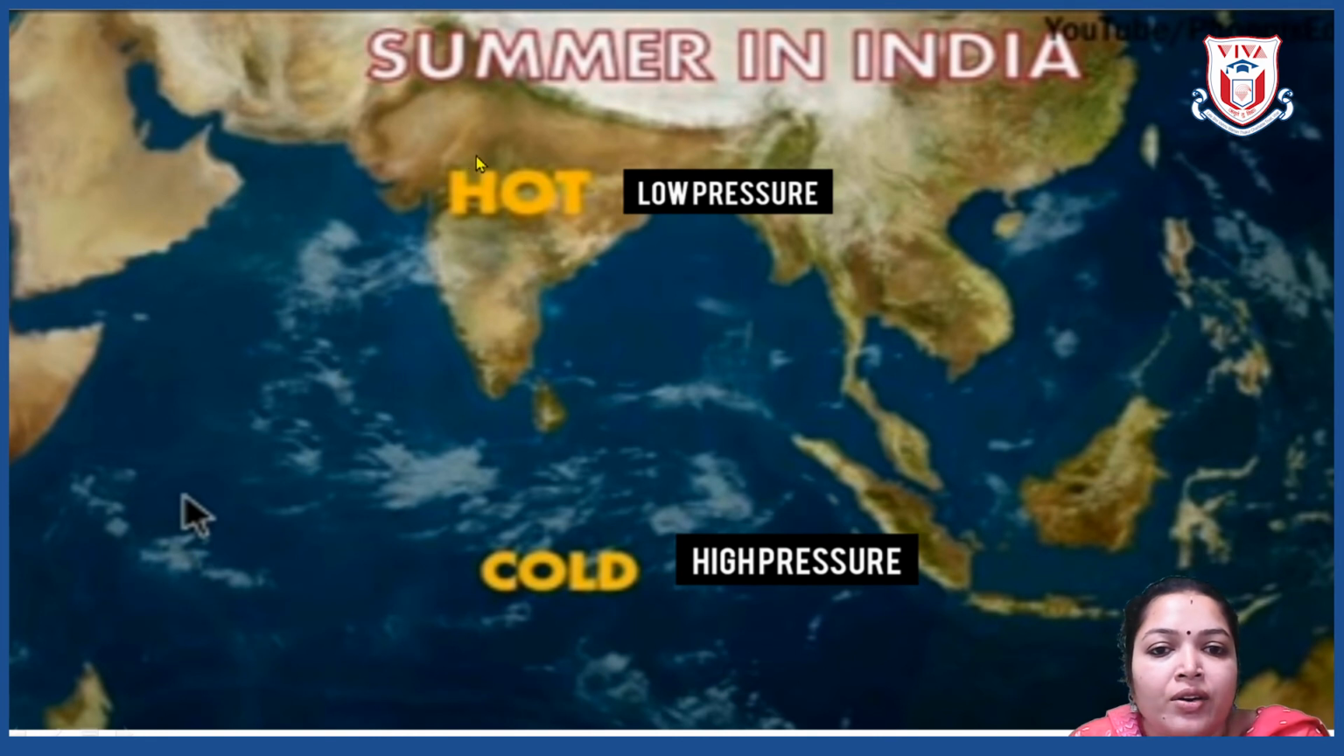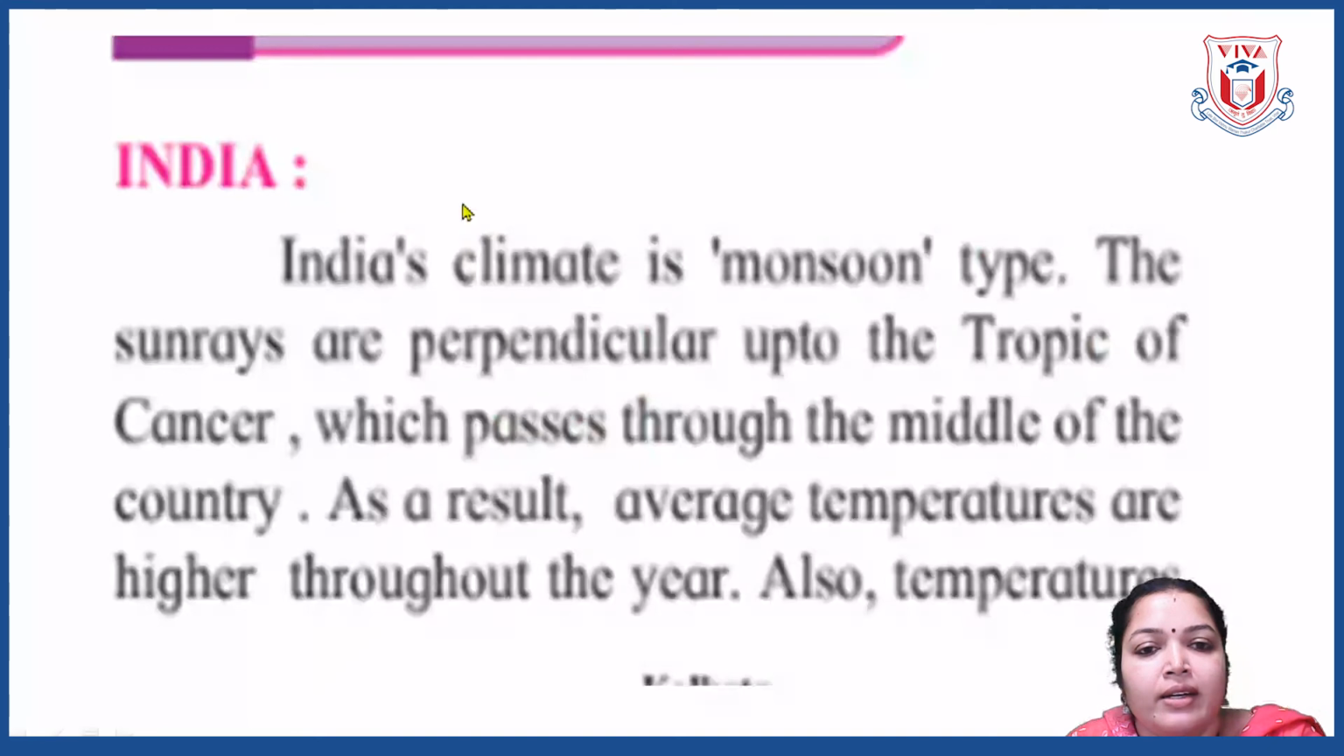And in India, here in Rajasthan, a low pressure belt is created. These clouds are attracted towards this low pressure area. So, let us study that in detail again.